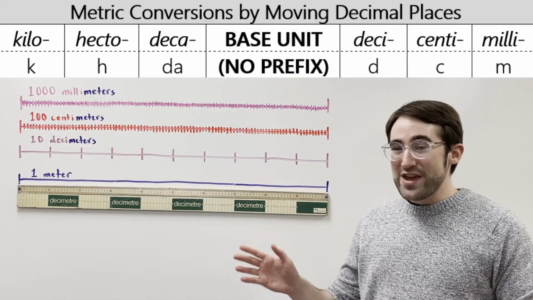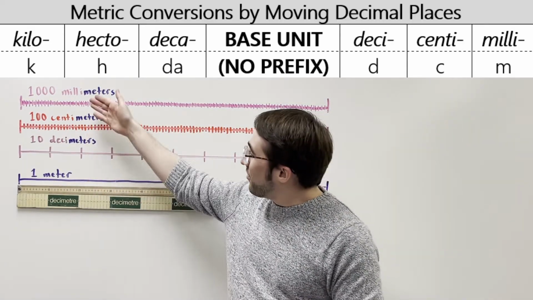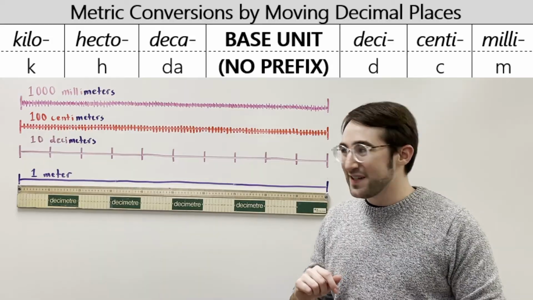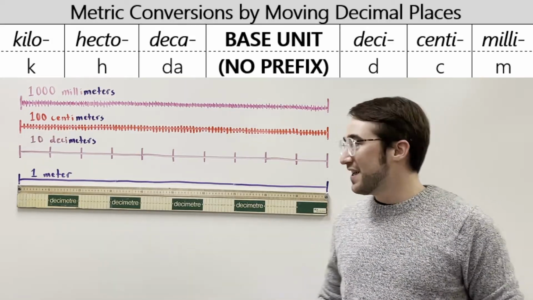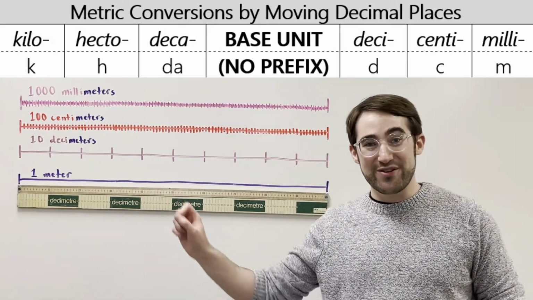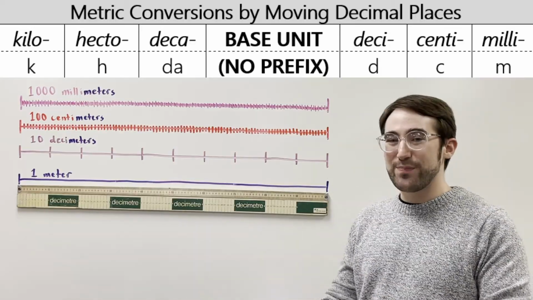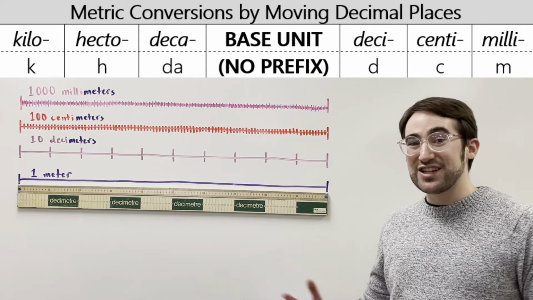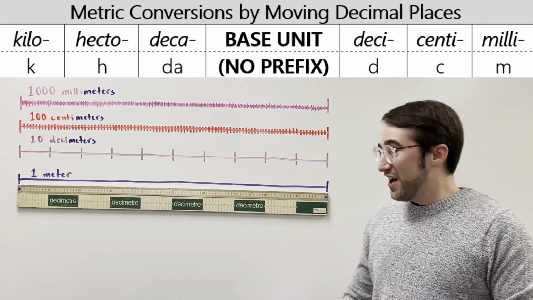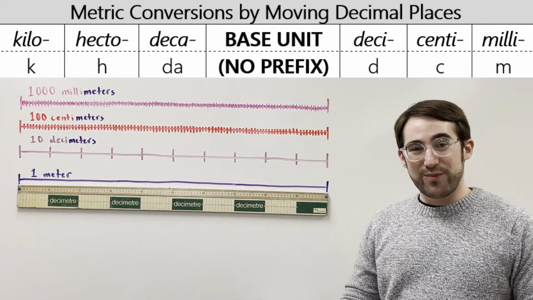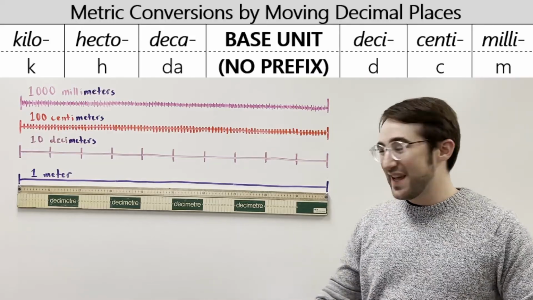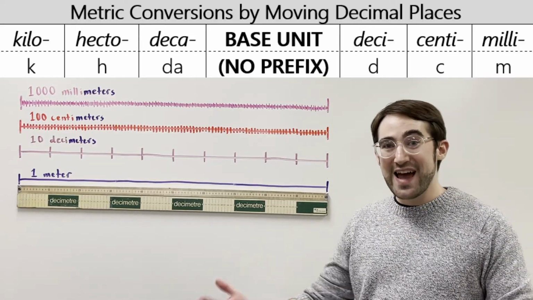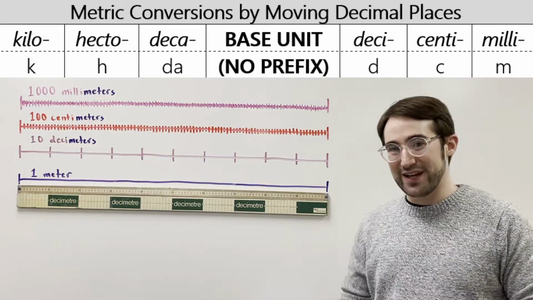Okay, so we can change the prefix of a metric unit, and therefore the size of the unit, just by moving the decimal place around. No math required. We don't have to do any punching into the calculator. We just move the decimal place, okay? Now we have a handy chart that we can use to just kind of figure out which way the decimal point goes and how many spots it goes. And each one of these is different by a factor of 10, aka 1 decimal place.